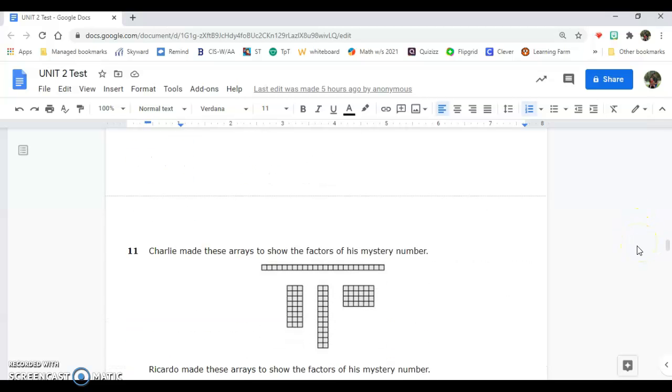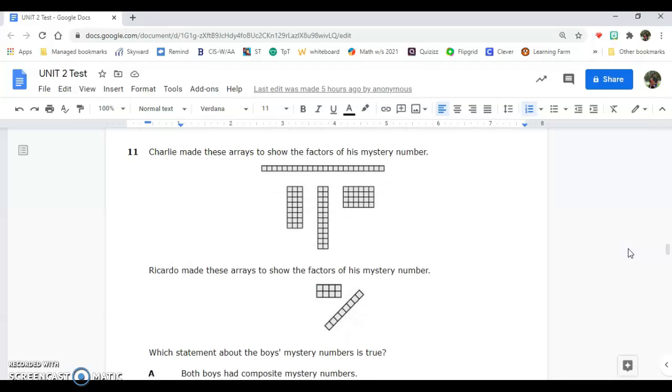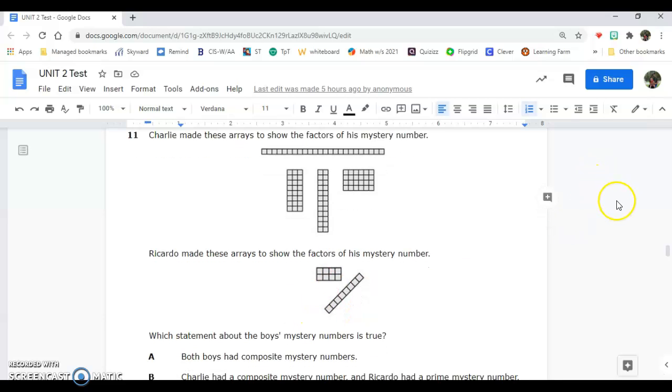Number 11. Charlie made these arrays to show the factors of his mystery number. Ricardo made these arrays to show the factors of his mystery number. Which statement about the boys' mystery numbers is true? Okay, you're going to want to write these factors down, what multiplication facts these are.